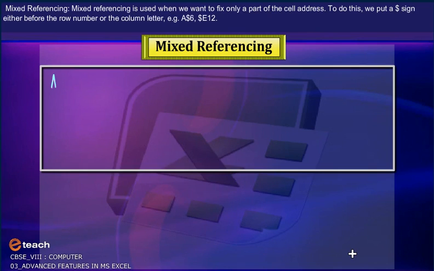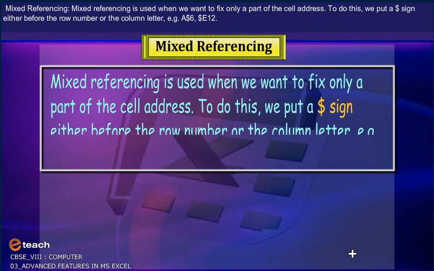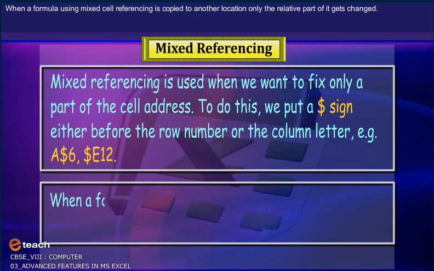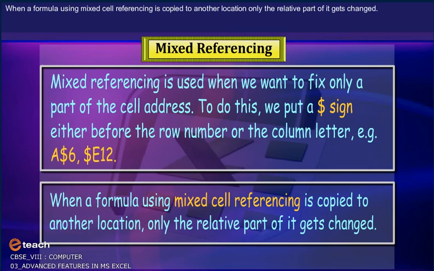Mixed referencing. Mixed referencing is used when we want to fix only a part of the cell address. To do this, we put a $ sign either before the row number or the column letter. For example, A$6, $E12. When a formula using mixed cell referencing is copied to another location, only the relative part of it gets changed.